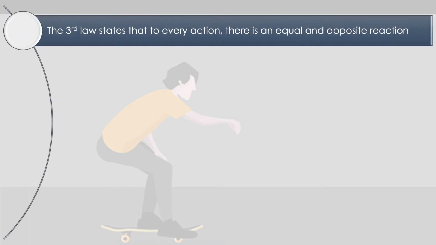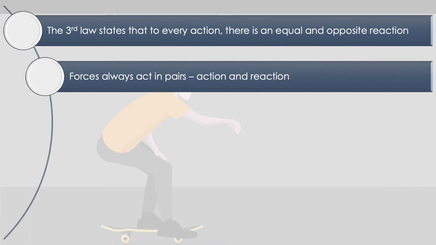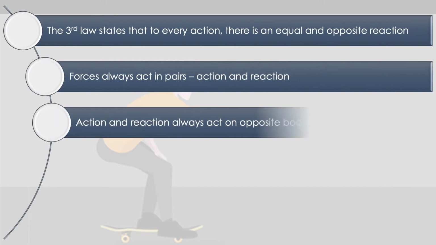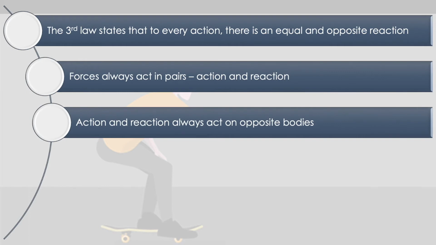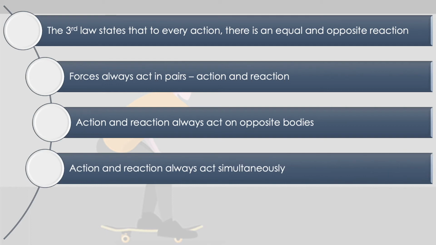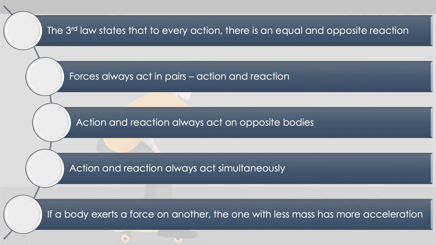And now, the summary of this video. Newton's third law states that to every action there is an equal and opposite reaction. Forces always exist in pairs. Action and reaction are forces that act on opposite bodies. Action and reaction always act simultaneously. When one body exerts a force on another, the body with lesser mass has greater acceleration.